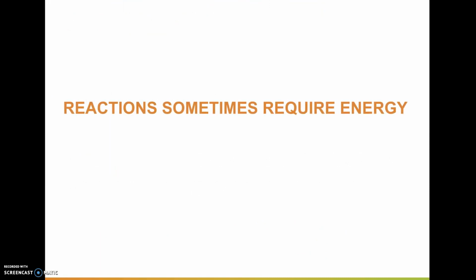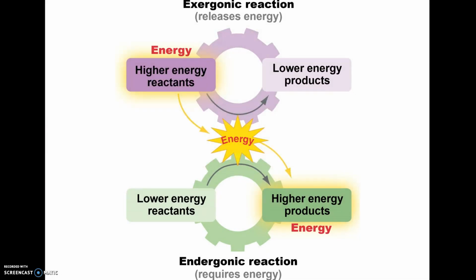A similar type of reaction with similar names has to do with energy as a whole, not necessarily just heat energy, but any kind of energy. Those two are called exergonic and endergonic. Exer is just like exo. It's when energy leaves the reaction. And endergonic is when energy enters the reaction. So in this case, energy would have to be on the side of the reactants. And in this case, it would be on the side of the products.